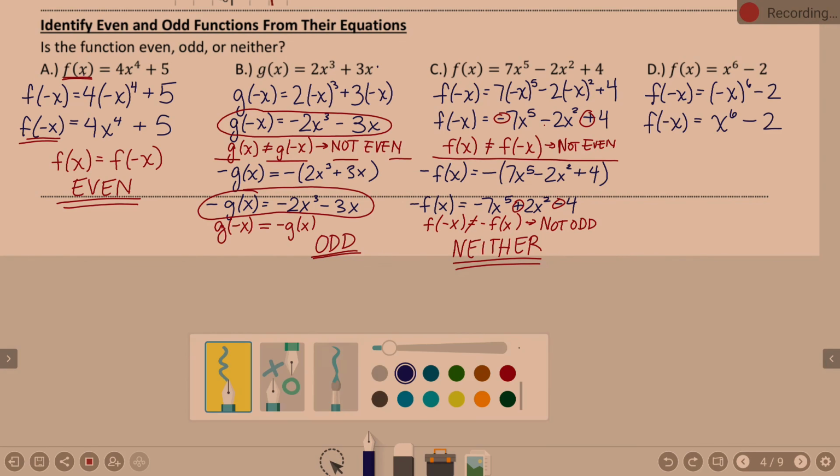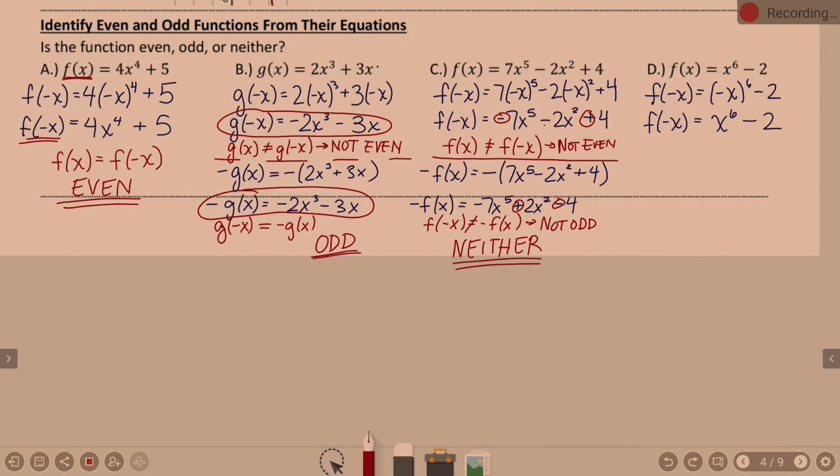But was he right for the right reasons? No, because I meant to say even, or I meant to say positive. Okay, right here. Did these end up the same? They do. Since f of x equals f of negative x, this is even.